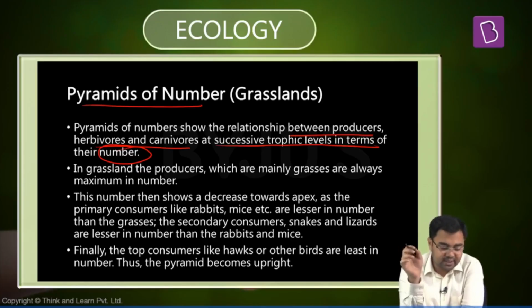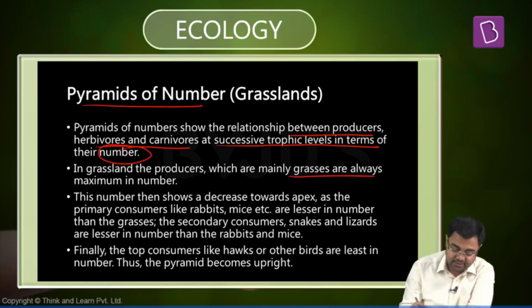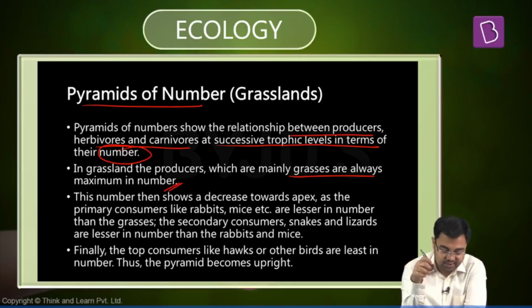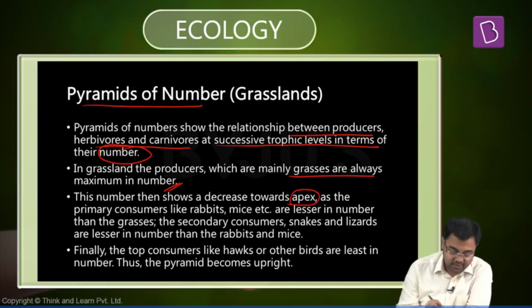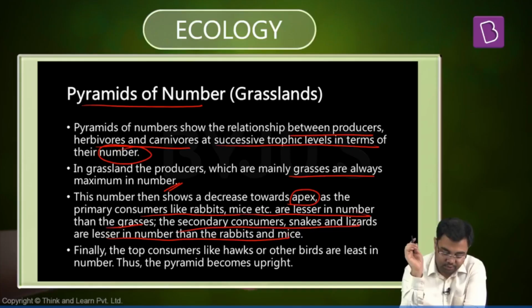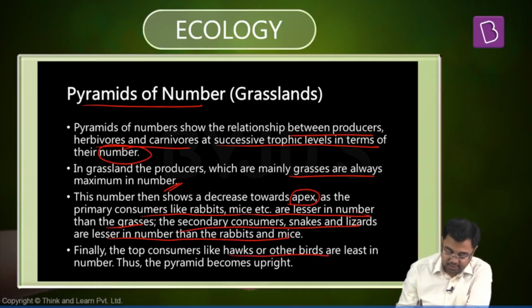So in grasslands, the producers, which are mainly grasses, are always maximum in number. This number then shows a decrease towards the apex, as the primary consumers like rabbits, mice, etc. are lesser in number than grasses. The secondary consumers, snakes, lizards, etc. are lesser in number than the rabbits or the mice. Then finally the top consumers like hawks or other birds are least in number, thus the pyramid becomes upright.